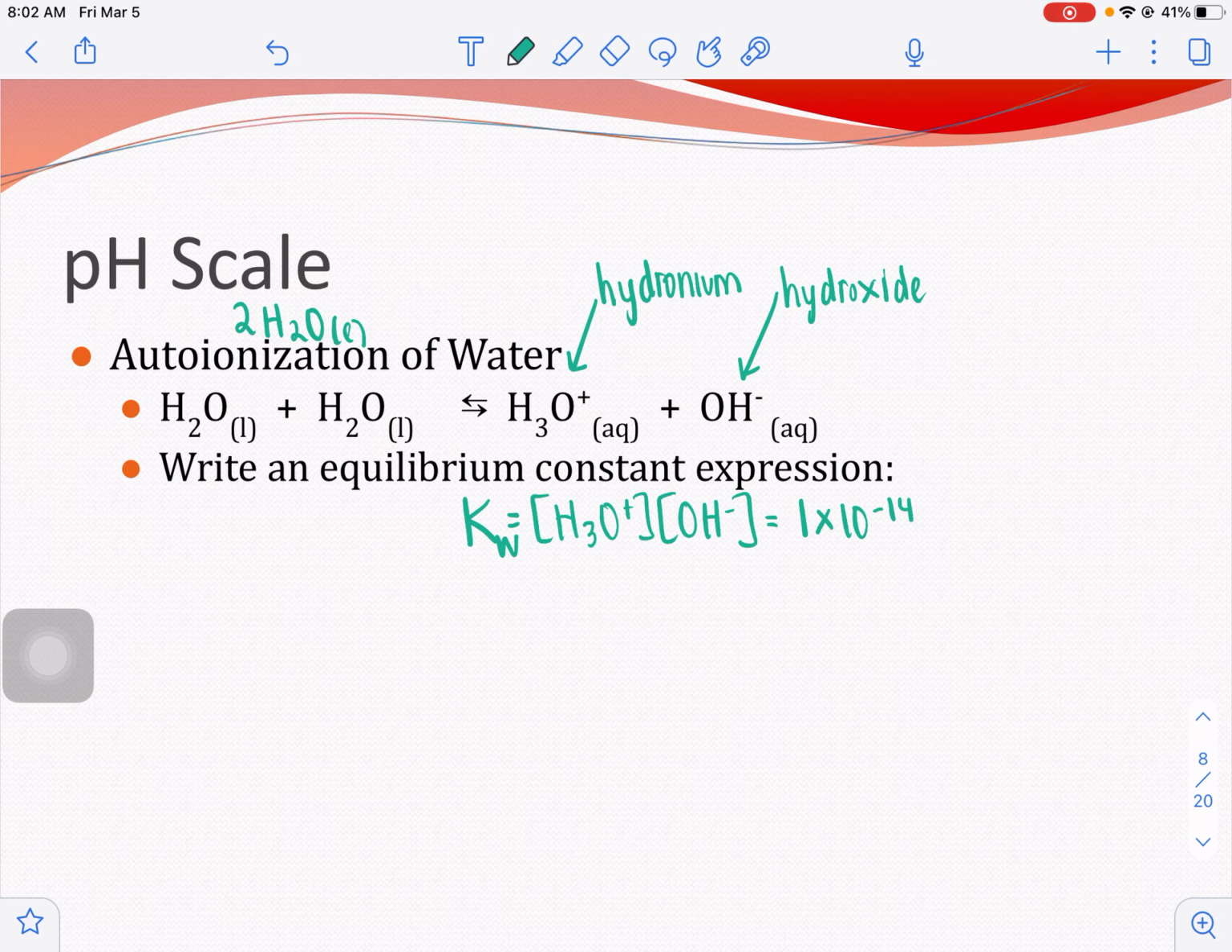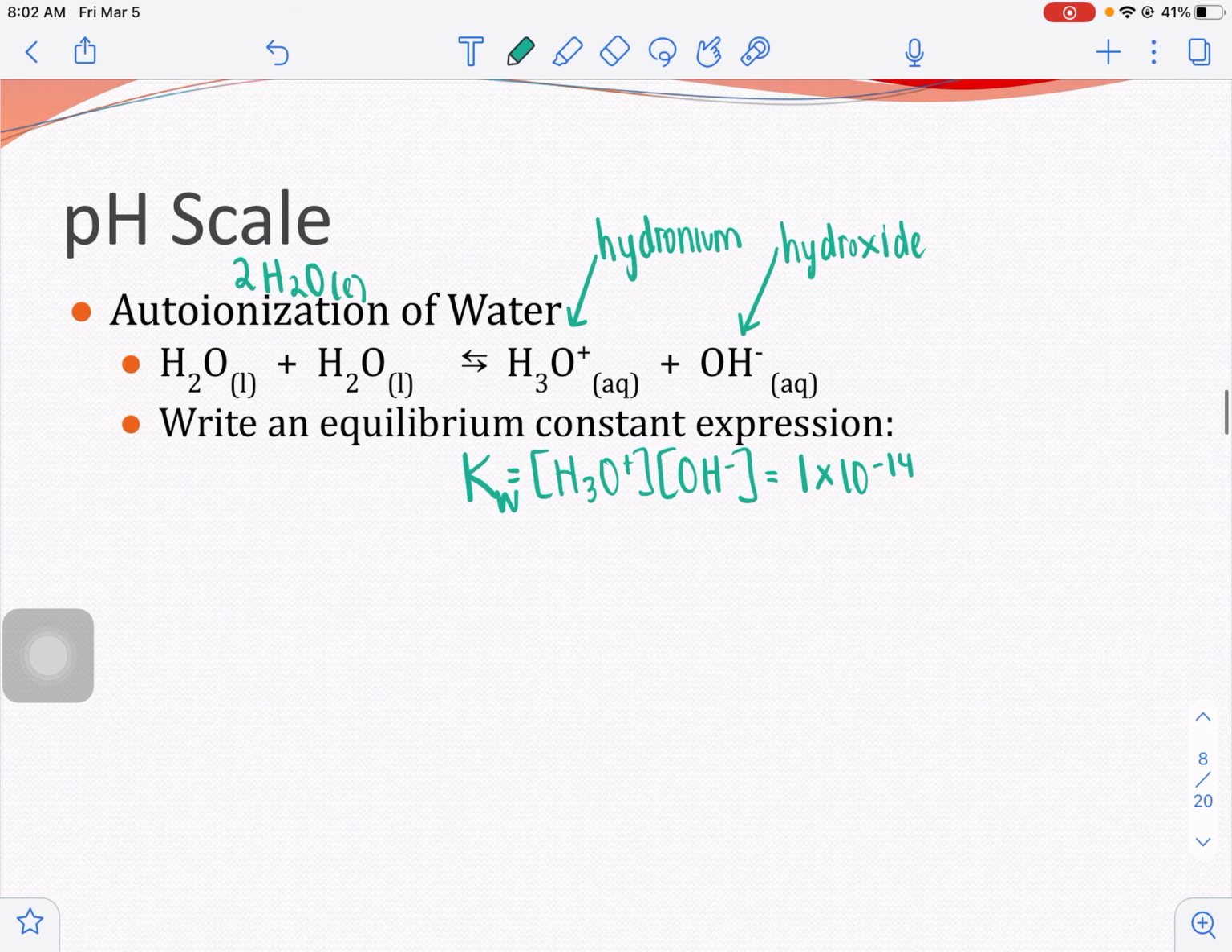So in water, that's why we always assume it's water. Not very many of them make ions. And this value is only true at 25 degrees Celsius. K's will vary with temperature. Right? And the AP loves that idea. So it is 1 times 10 to the negative 14th so long as you are at 25 degrees Celsius.